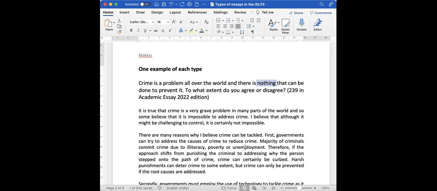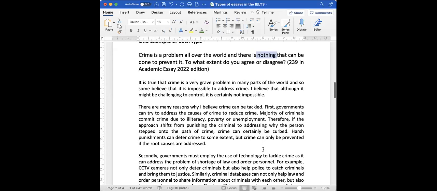यस मैम. ओके, उसके बाद फिर, there are many reasons why I believe that crime can be tackled. बहुत कारण है क्यों मैं बिलीव करती हूँ कि क्राइम टैकल किया जा सकता है. Firstly, governments can try to address the causes of crime to reduce crime. Majority of criminals commit crime due to illiteracy, poverty, or unemployment. Therefore, if the approach shifts from punishing the criminal to addressing why the person stepped on the path of crime, crime can certainly be curbed. Curbed is reduced. Harsh punishments can deter crime to some extent, but crime can only be prevented if the root causes are addressed. तो पहले पैरे में मैंने कह दिया क्राइम को कम करने के लिए रूट कॉजेस को एड्रेस करो, कम हो जाएगा ना क्राइम.